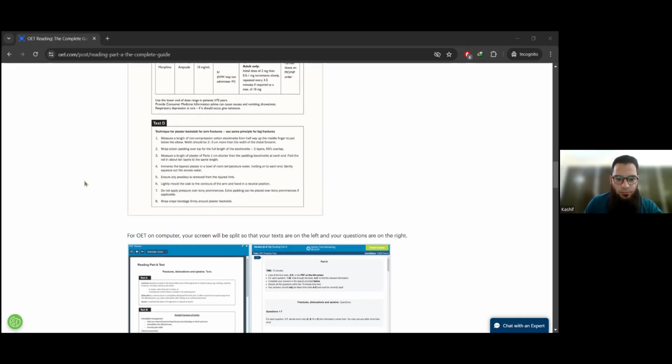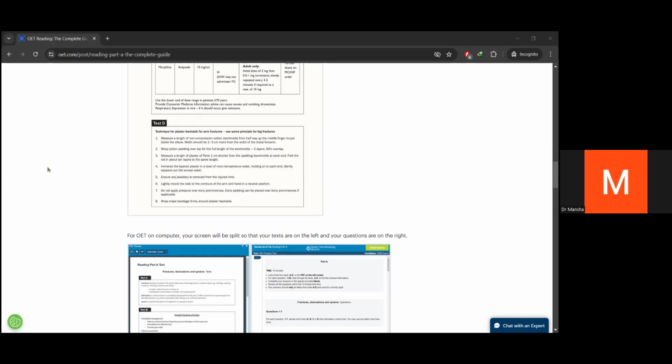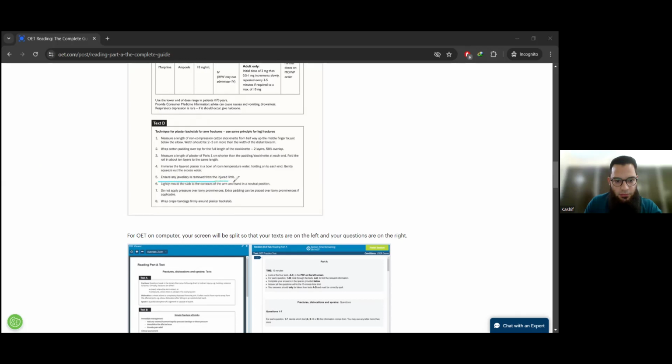Anybody? Jewelry. Yes, jewelry, absolutely right. See, here it is written, ensure any jewelry is removed from the injured limb. Now, the question was: make sure the patient is not wearing any dash, where the plaster back slab is going to be placed.